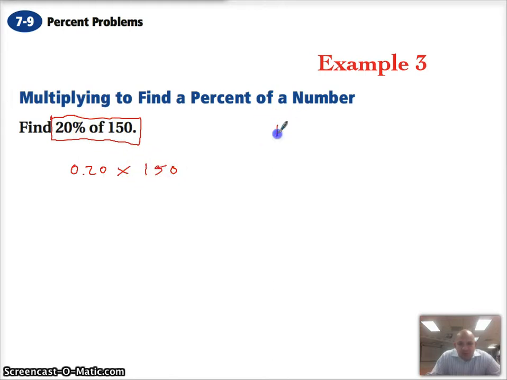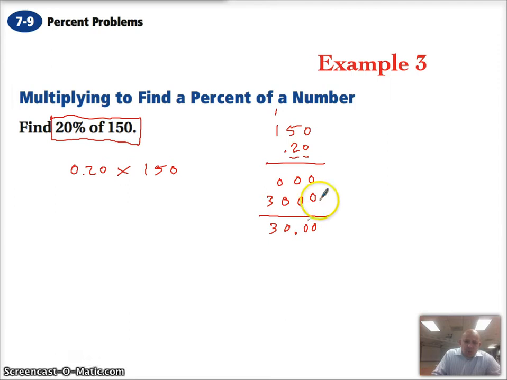So now all we need to do is multiply 150 times 20 hundredths, and we get 0, 0, 0. Put a 0 there for a place value. We get 0. 2 times 5 is 10. 2 times 1 is 2, plus 1 is 3. We essentially get 3,000, but then we've got to put the decimal point in, and there's 2 place values here. So we move the decimal 1, 2. That's 30. So 20% of 150 is 30.